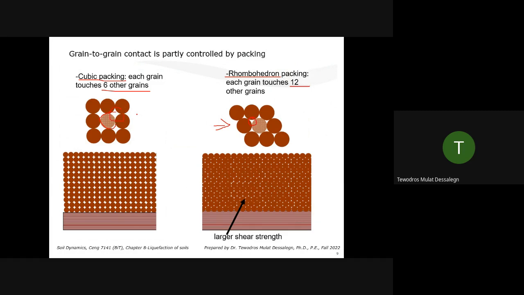So which means this is loose state. It's not compact state. This is more compact. The void spaces are very little compared to cubic packing. So you can see larger shear strength. So the more contact we have, the more density, we expect larger shear strength, right? So we have larger shear strengths here than here. There is a large void ratio here. Too many voids here, very few voids here.